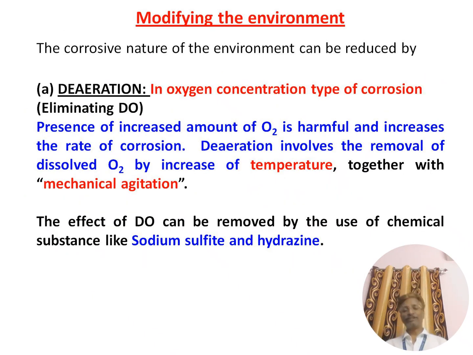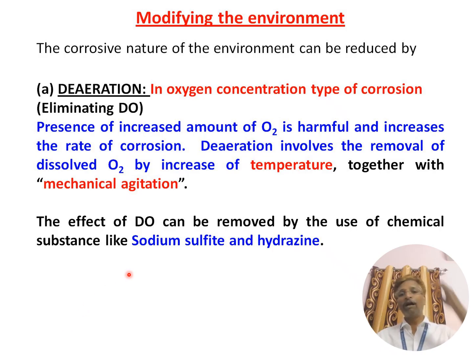Okay, now let us move to the second category of protection, that is modifying the environment. So the first category is over. Now let us move to the second category. How can we modify the environmental conditions? The first one is de-aeration. In oxygen concentration type of corrosion, the rate of corrosion depends on the concentration of oxygen. Increased oxygen is harmful and increases the rate of corrosion.